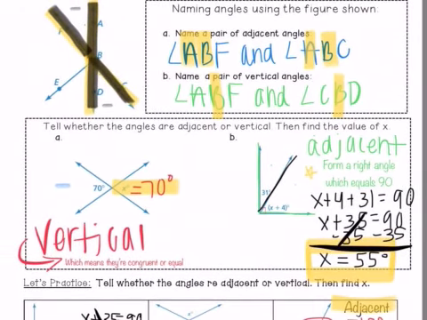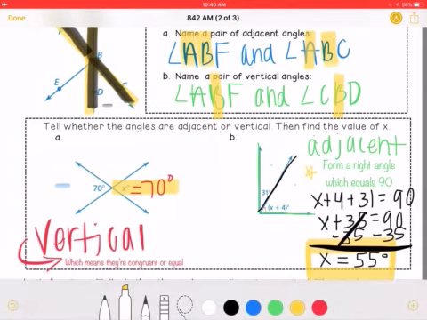So tell whether the angles are adjacent or vertical, then find the value of x. So I have this angle, it's giving me this angle that's 70 degrees right here. Now, I want to know what this x degree angle is. When I highlighted both of them, the only thing that overlapped was the vertex, okay? And they're crossing at the vertex. They're across from one another. So that's how I named that they are vertical.